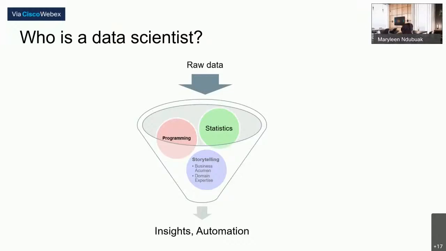So of course, looking at that funnel, there are actually three key components that a data scientist needs to have, and there's an interplay between them. Of course, there is the programming. You have to really be good at programming. You should have programming skills, or what some people call hacking skills. Then statistics, the math.